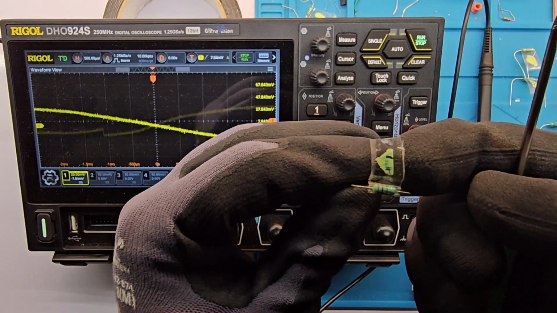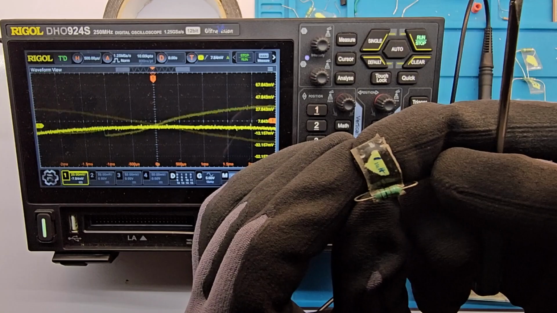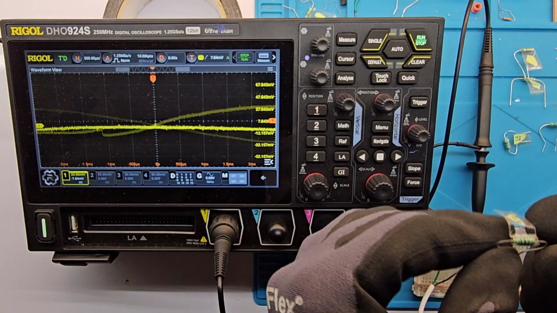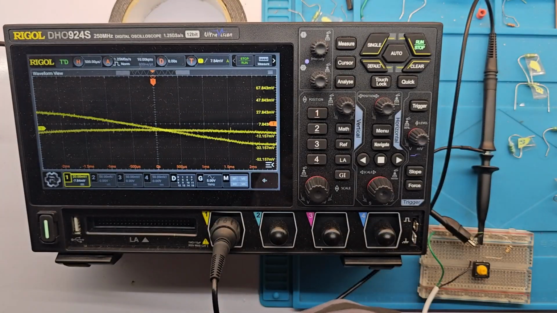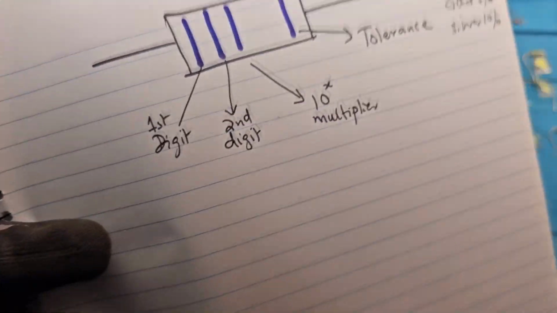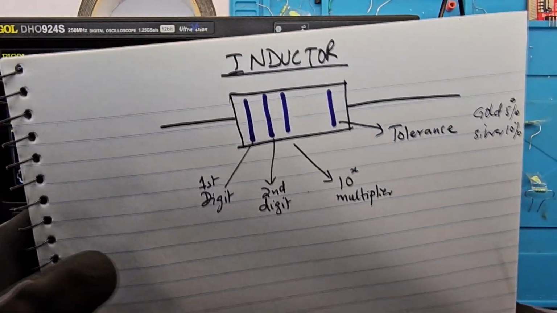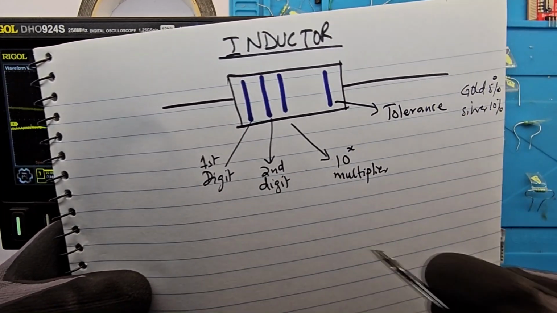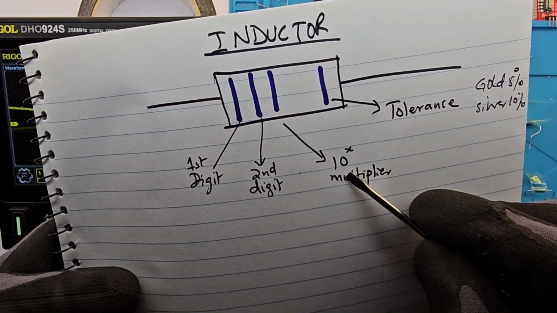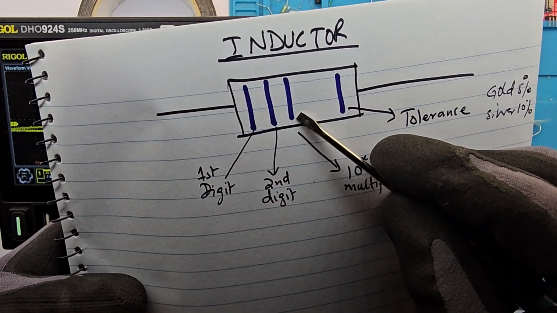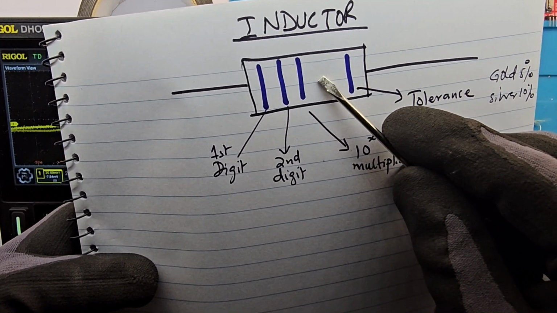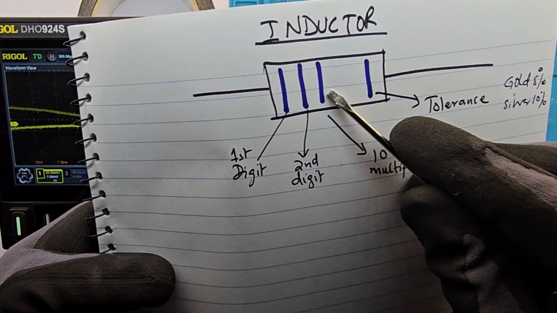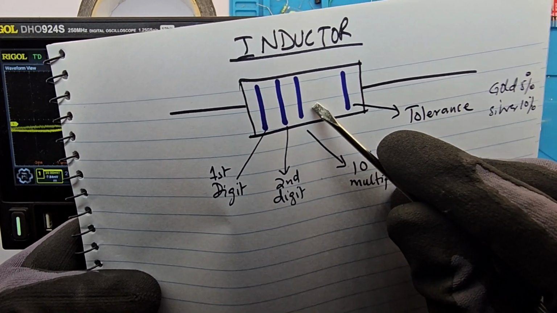So I've also written the value 1 millihenry like this. So this is how you read the inductor. It's more like a capacitor or the resistor. The first digit, then the second digit, and then the multiplier. X is the number here. It follows the same code as the resistors do.